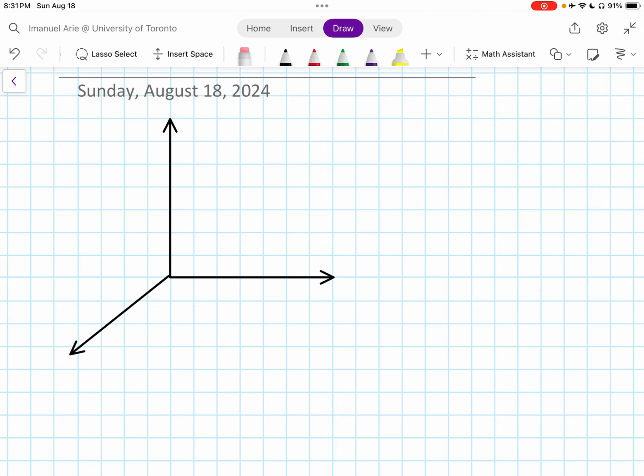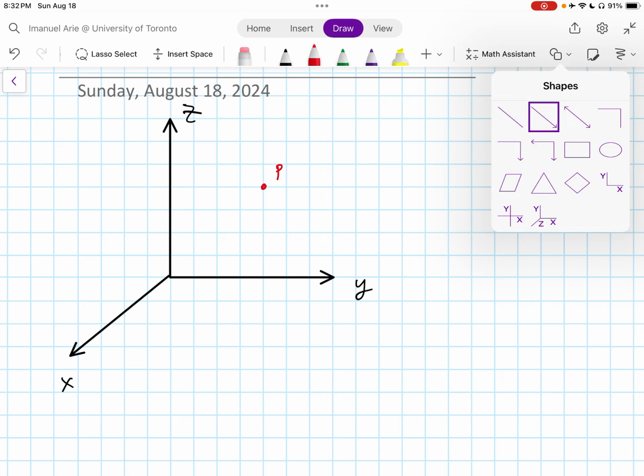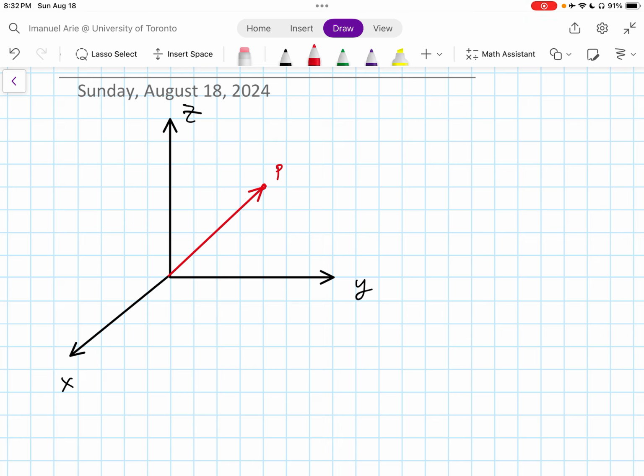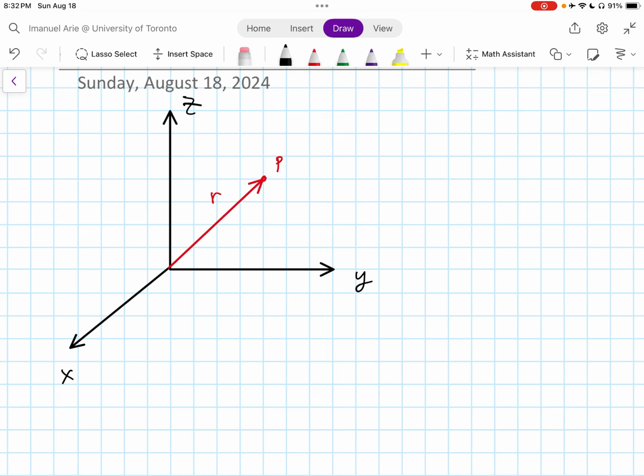So suppose this is, as usual, the x-axis and y and z-axis. Now, let's say I have a point P here that is located at a distance r from the origin, or we can also call it the center of our coordinate. Now, what is the coordinate of point P based on Cartesian coordinate?